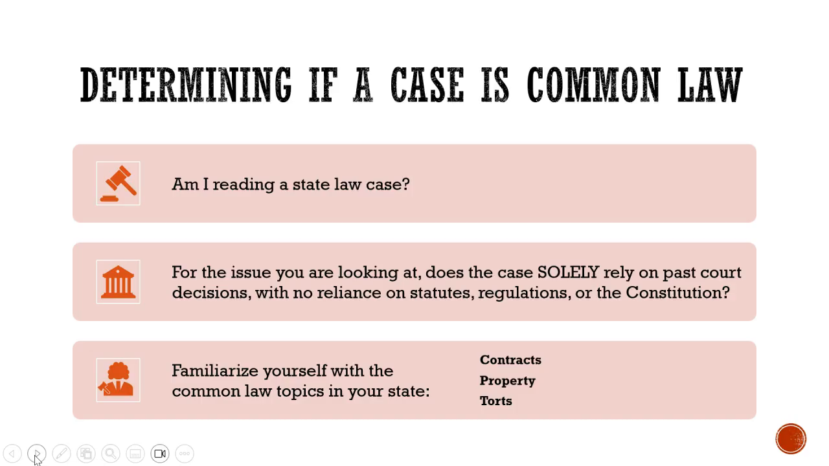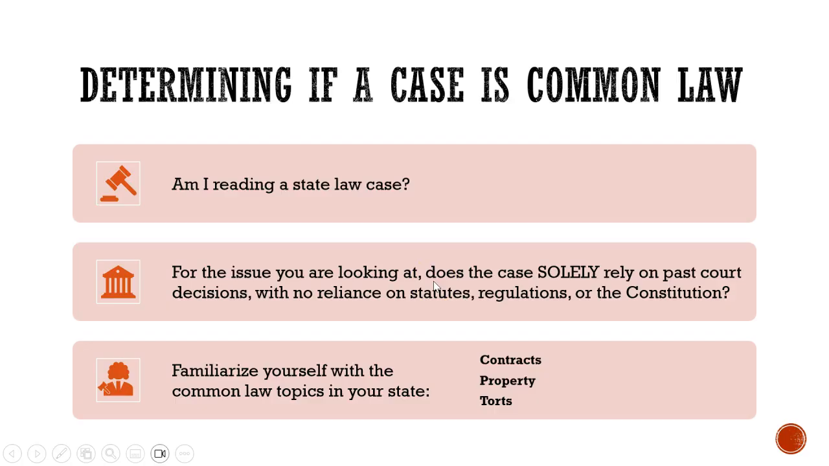When we first start reading a case, we're asking, what kind of decision is this? Are they applying a statute, etc.? Are they applying a rule of a kind other than common law? So if you're reading state case law, and again, that magic word is state, for the issue you're looking at, does the case solely rely on past court decisions with no reliance on statutes, regulations, or the Constitution? If these two answers are yes, then you are dealing with common law.